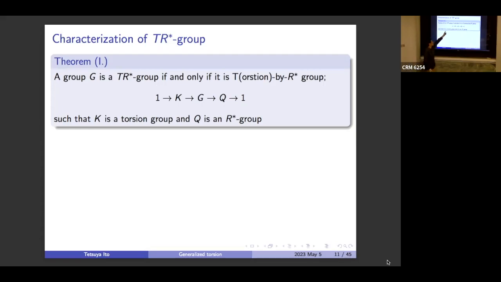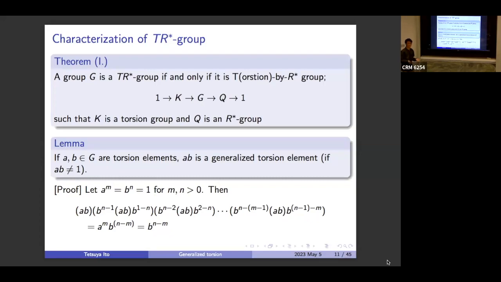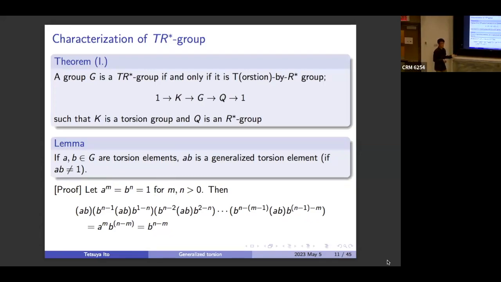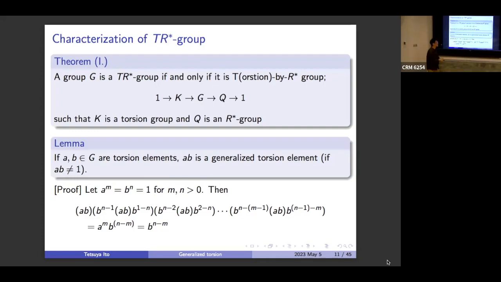Namely, there is an exact sequence 1, K, G, Q, 1, such that K is a torsion group and Q is an R star group. Indeed, this theorem is very easy to prove once you recognize the following simple property. Assume that a and b are torsion elements. In general, the product of torsion elements is not torsion. But fortunately, the product of torsion elements is a generalized torsion element. Of course, we assume that a generalized torsion element is non-trivial, so the product is non-trivial. This is not hard to see.